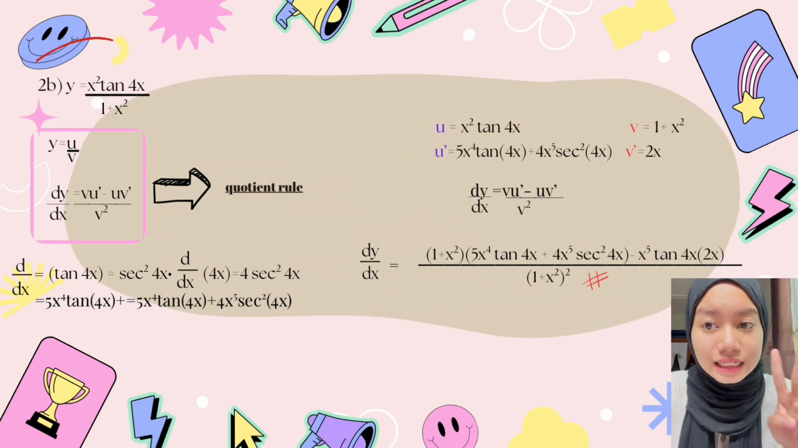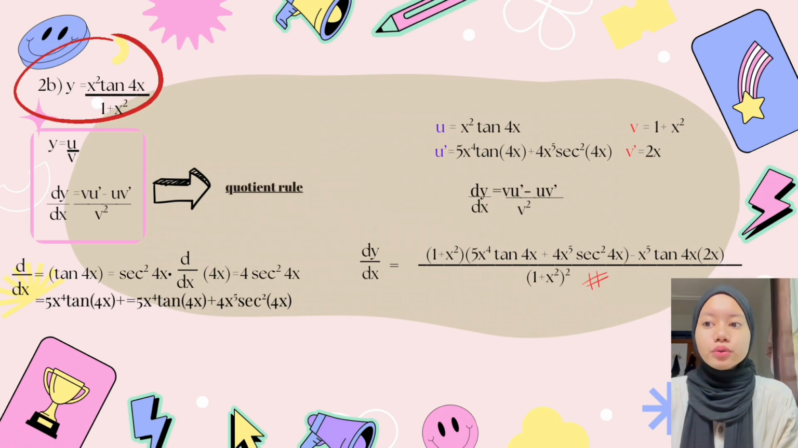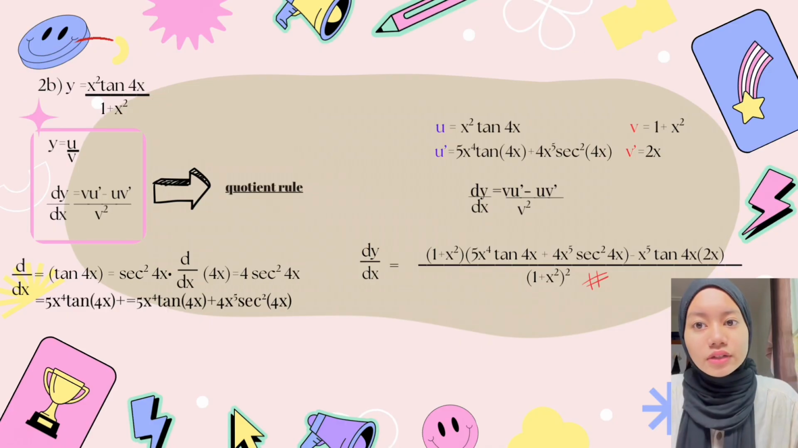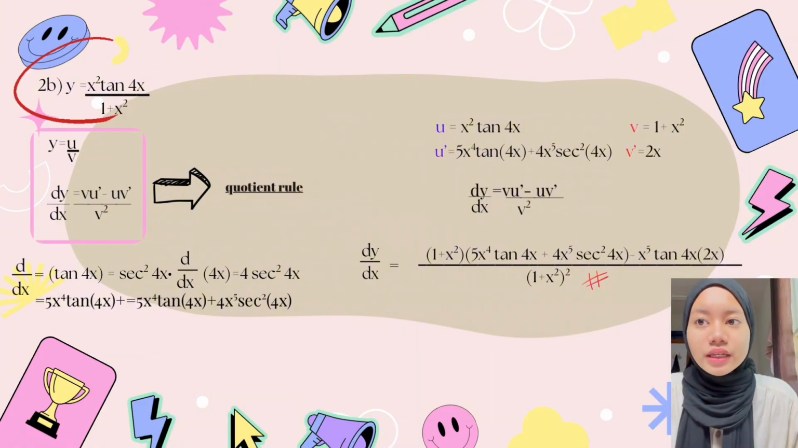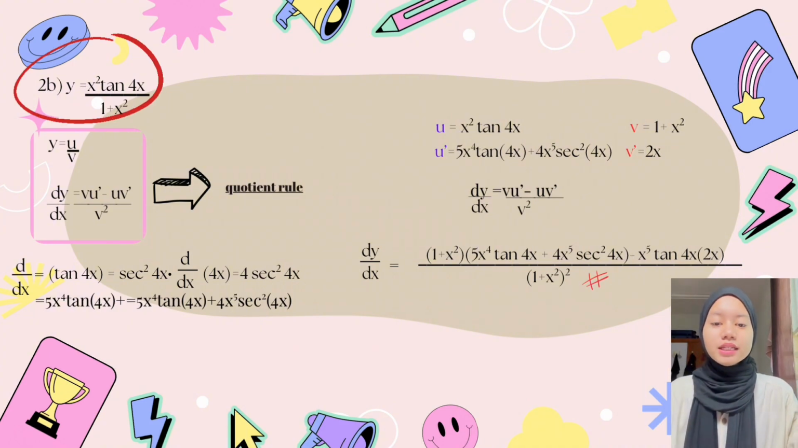Now you can see u is a product of two functions, so we apply the product rule. So let's differentiate x to the power 5 to get 5x^4, and differentiate tan 4x using the chain rule. So we have u prime. Next, differentiate v equal to 1 plus x squared, which gives v prime equal to 2x. Now plug everything into the quotient rule. So that's our final answer. We don't need to explain everything unless required.